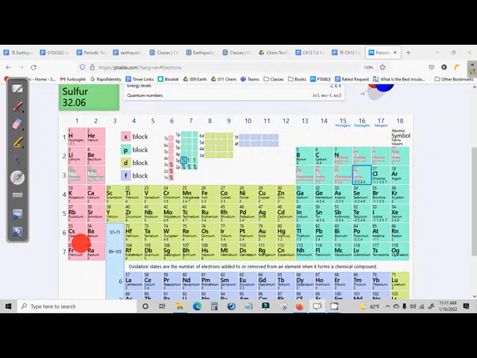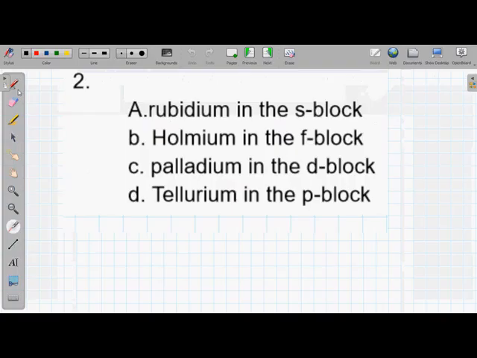this is your S block over here. See, this one's color coded. So this is the S block, this is the P block, this is the D block, and this is the F block down here. Okay? So you just had to find the element and say what period it was in.